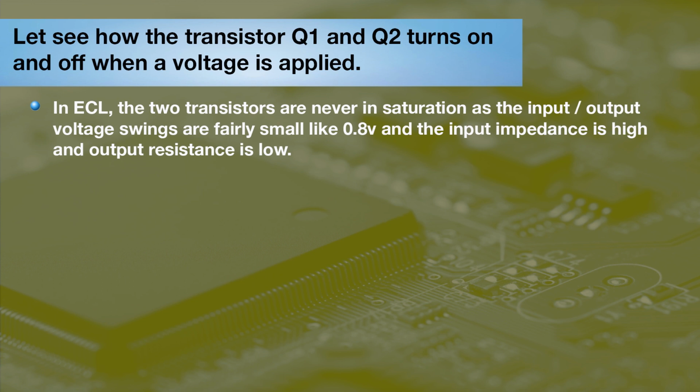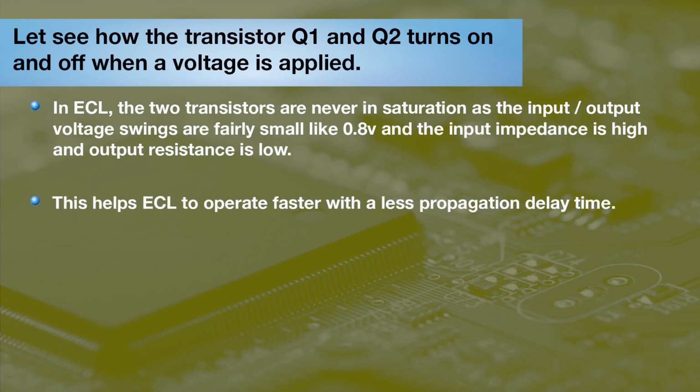In the ECL, the two transistors are never in saturation as the input output voltage swings are fairly small, like 0.8 volt, and the input impedance is high and the output resistance is low. This helps ECL to operate faster with a less propagation delay time.